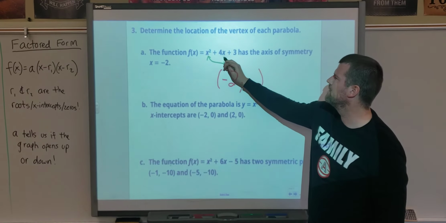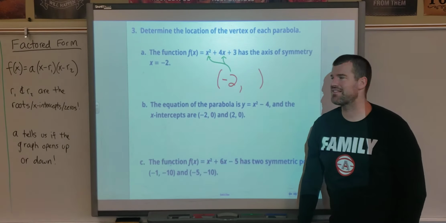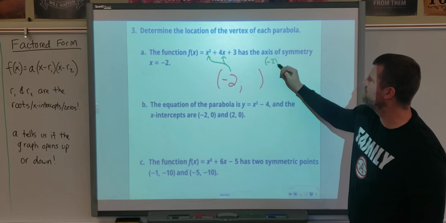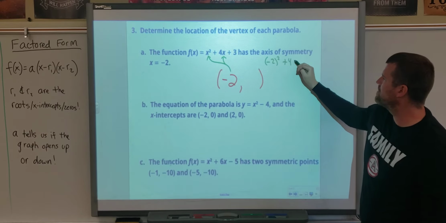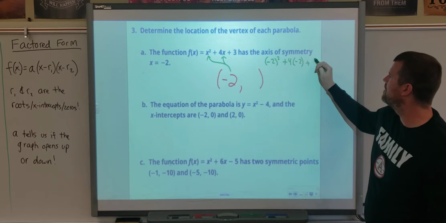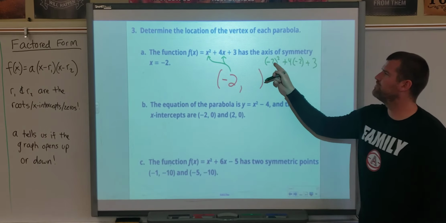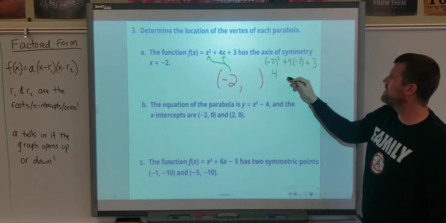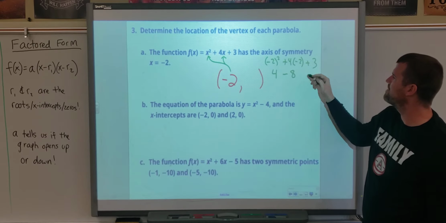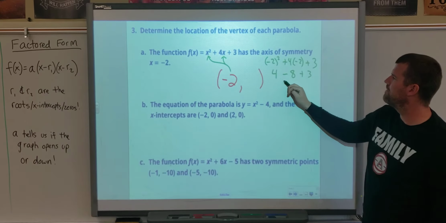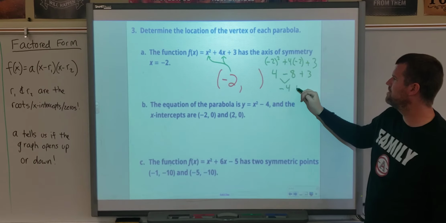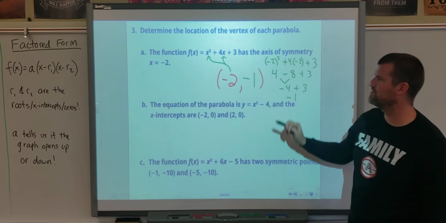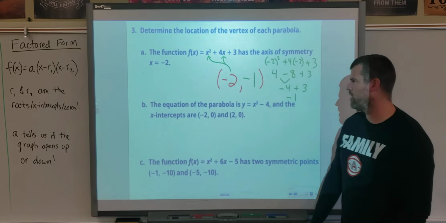So we plug it in for both x's in the equation. And I would write this out as x squared, so -2 squared, plus 4 times -2 plus 3. -2 squared, -2 times -2 is a positive 4. 4 times -2 is -8, and then we still have plus 3. 4 minus 8 is -4, and -4 plus 3 is -1. So our vertex would be at -2, -1.